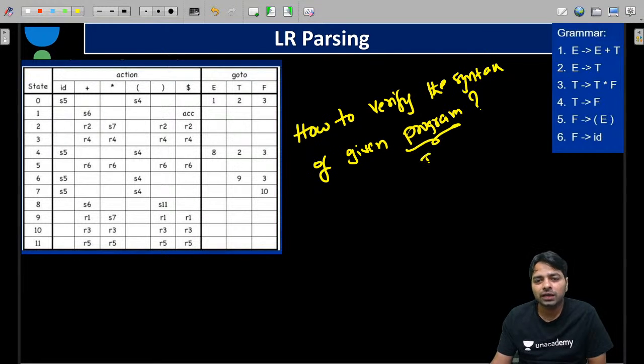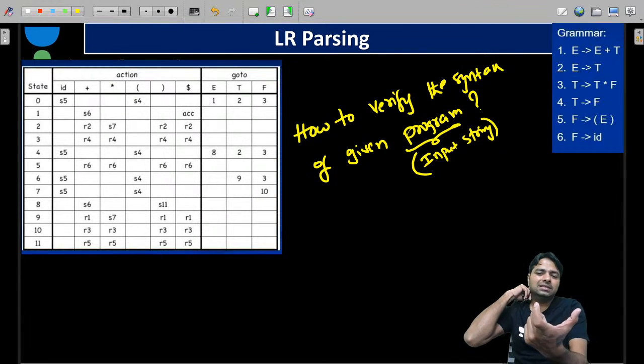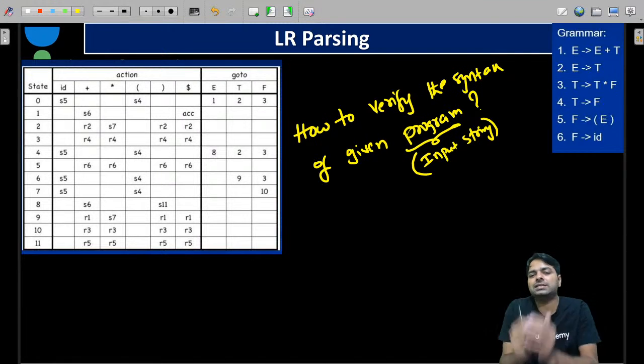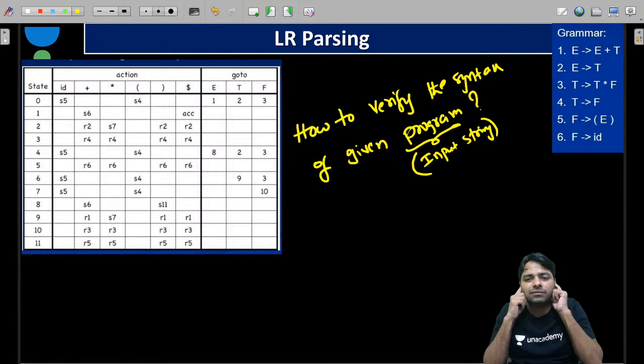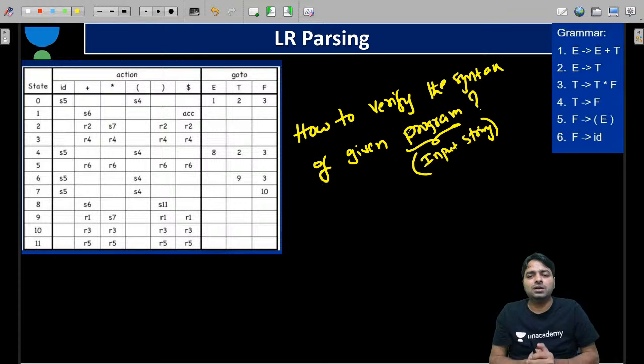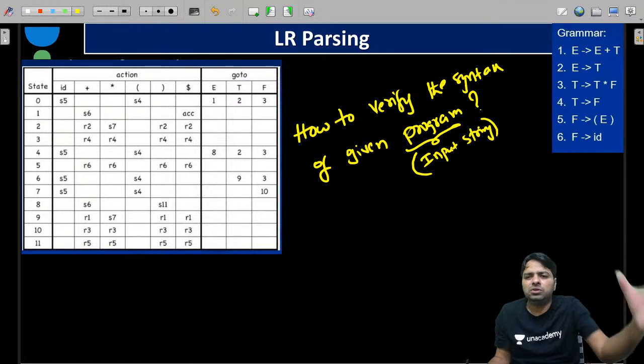Program only we call input string. Our whole program is converted as an input string. It looks like a sequence of tokens, just looks like a string now. Okay, the whole program is converted into one string now. Now how to verify the syntax? Suppose I am going to write a program.